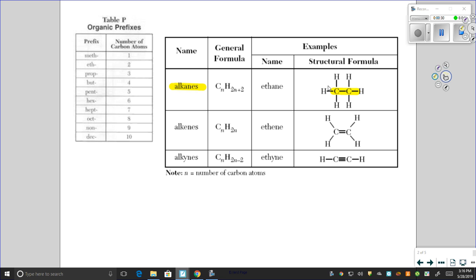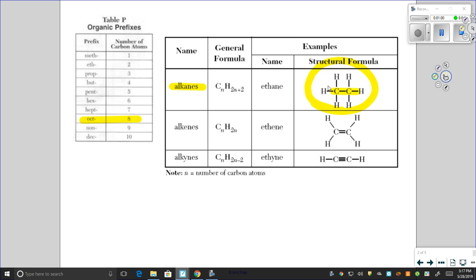To determine the name of an alkane, you count the number of carbons, and that will tell you what prefix you use in order to designate the name. Just like a shape with 8 sides is an octahedron, a hydrocarbon with 8 carbons in it is an oct hydrocarbon. So if it's an alkane, meaning all of the carbon-carbon bonds are single bonds, that would be an octane.